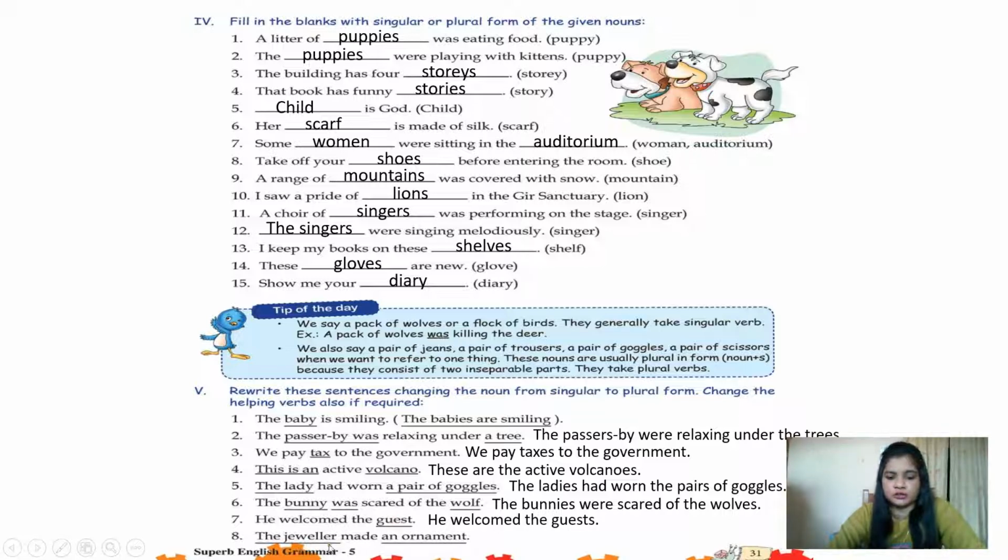The jeweler. Here you only have to write the jewelers made an ornament. Children, here I want to tell you about ornament. A will change into the, and ornament into ornaments. But ornament can be countable or uncountable both. I have written here something like jewelry. Jewelry is uncountable. We cannot count it. But when we are talking about ornaments, it can be countable or uncountable both. So I have written here the ornaments.